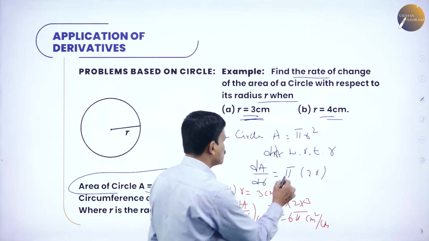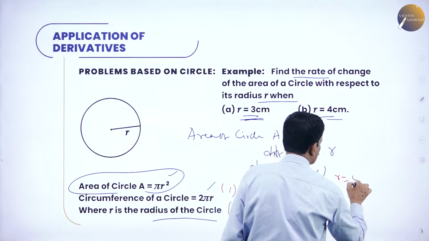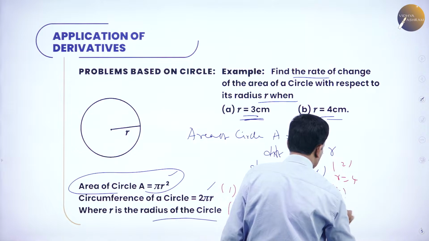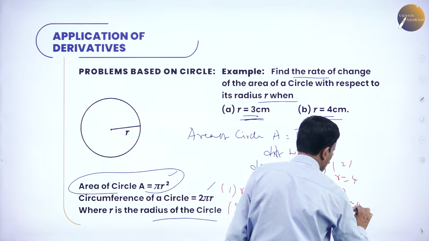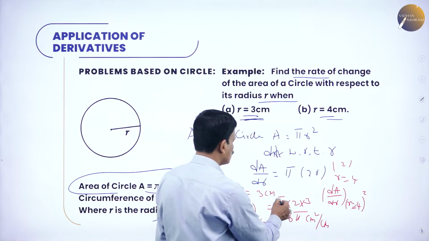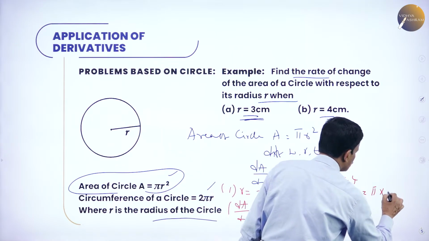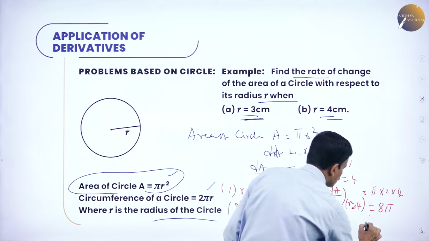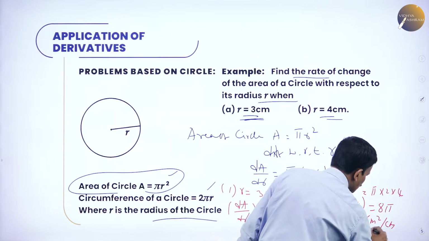Now again when r is equal to 4, second part. So dA by dr at r is equal to 4 is given by, put r is equal to 4, pi into 2 into 4. That's equal to 8 pi centimeter square per centimeter. That's it.